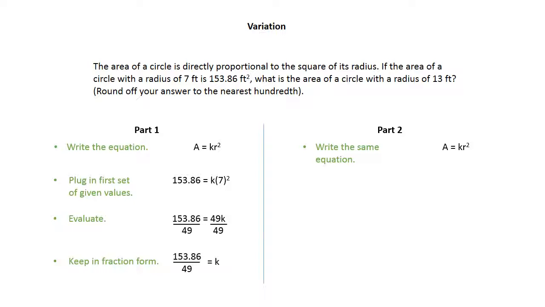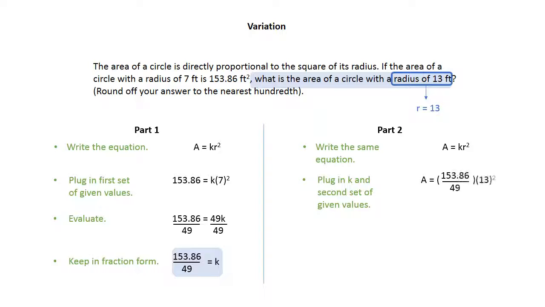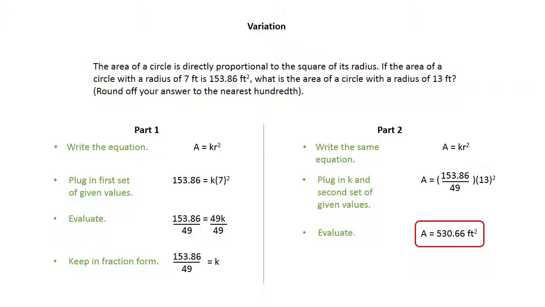A equals K r squared. This time we're going to plug in K and the second set of given values. So the fraction that you found, we're going to plug that in. And in the problem, we're going to go up and see that they gave us r equals 13 for the second part. So go ahead and plug those numbers in. A equals, put your fraction in and put your 13 where r is. And when you evaluate this, you should get 530.66 feet squared. And the problem asks us to round to the nearest hundredth, so we are okay with 2 decimal places, and that's the final answer.